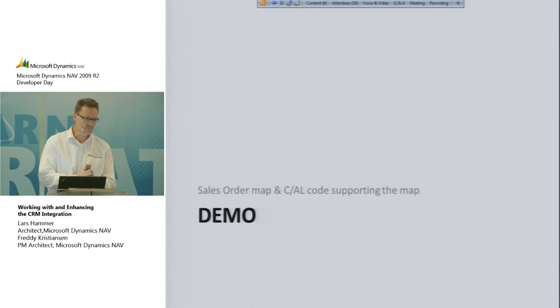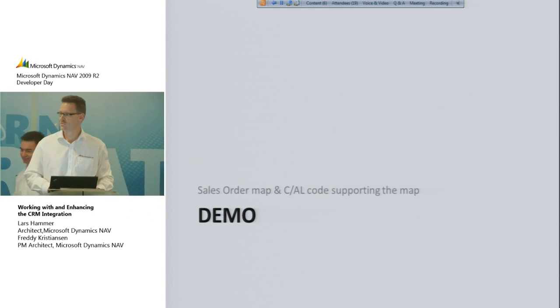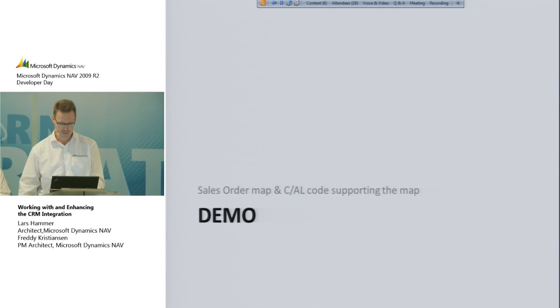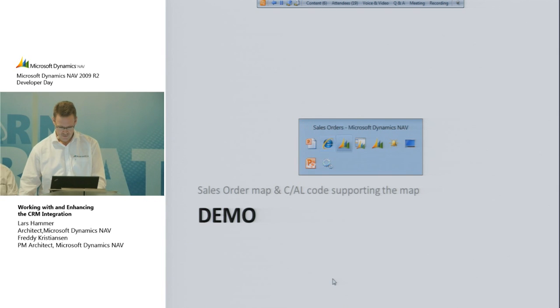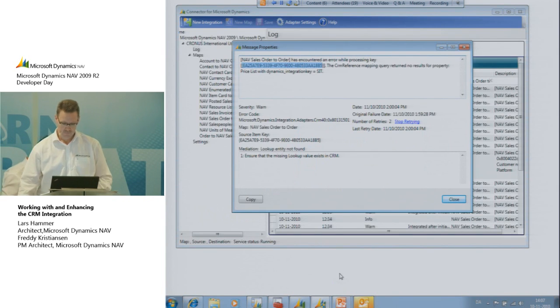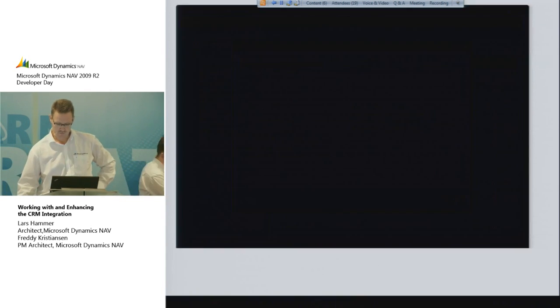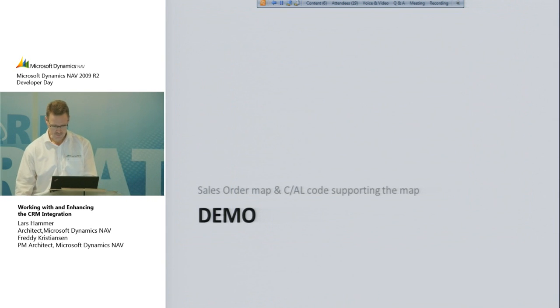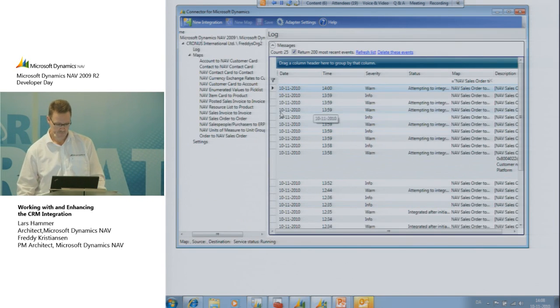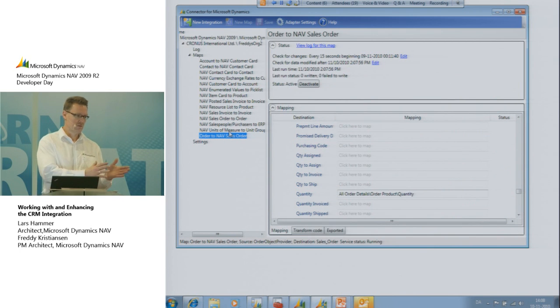So I'm going to show you the mapping tool inside of the connector, and I'm going to go through the changes that are done inside of NAV. Let's just find the connector here for once. We saw it a moment ago where we looked at the error code, but what's more interesting is to look at the map. Let's look at the map from the CRM order to the NAV sales order.